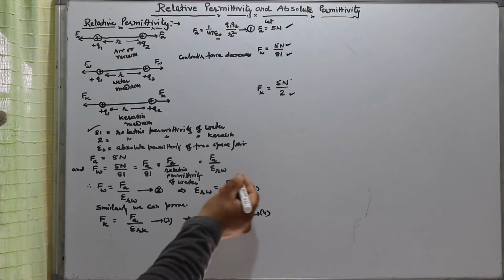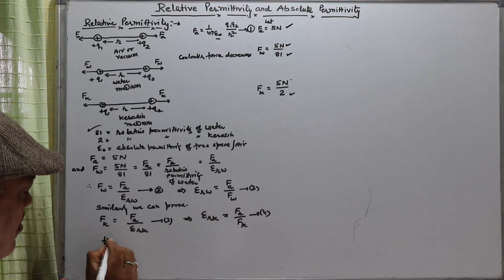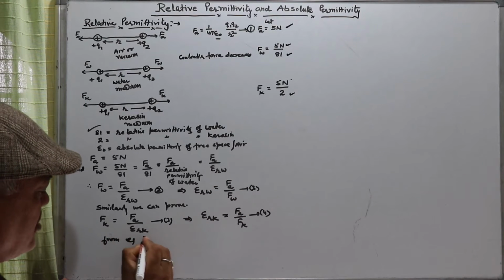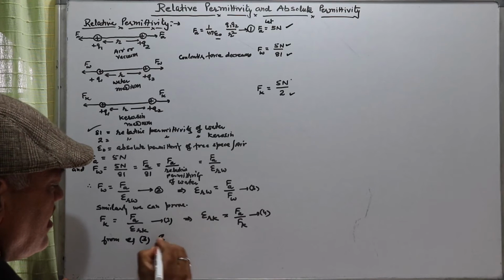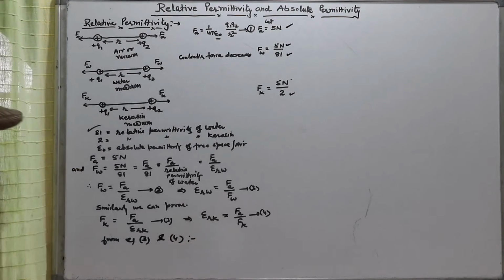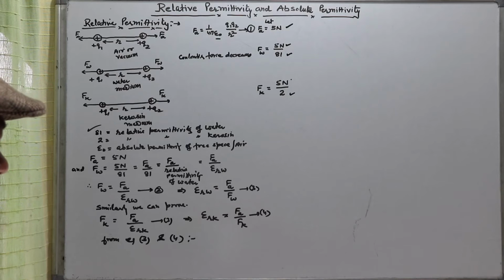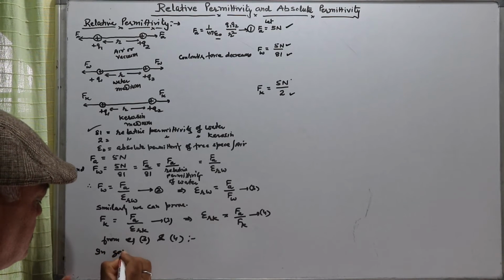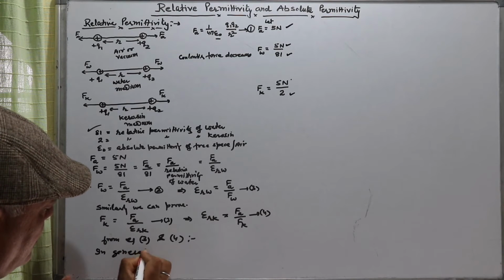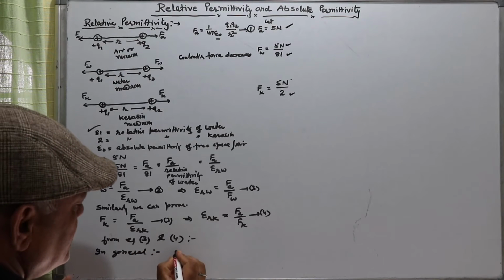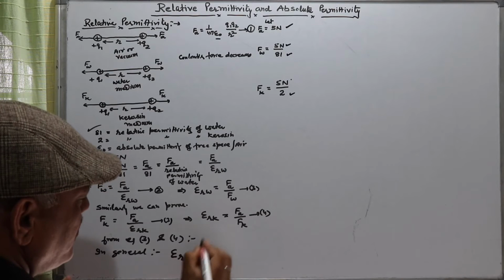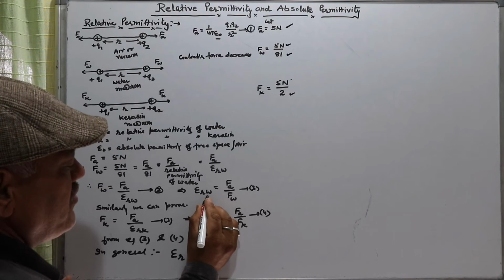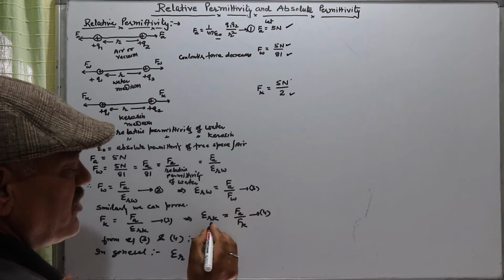Now from equation number 3 and 4, in general we can write that is relative permittivity. What does this give us? The relative permittivity of water.